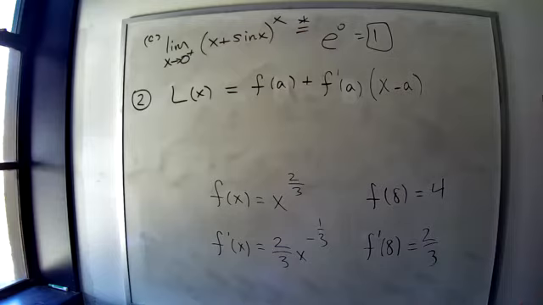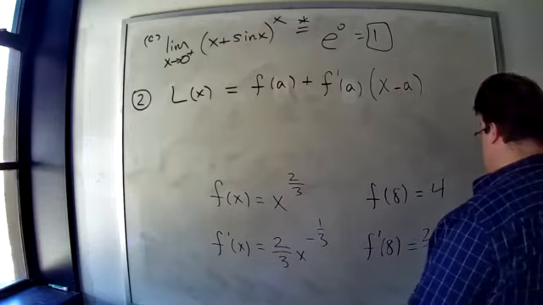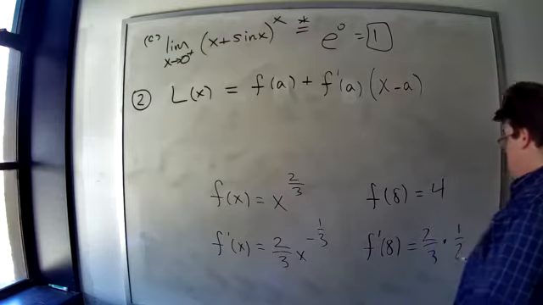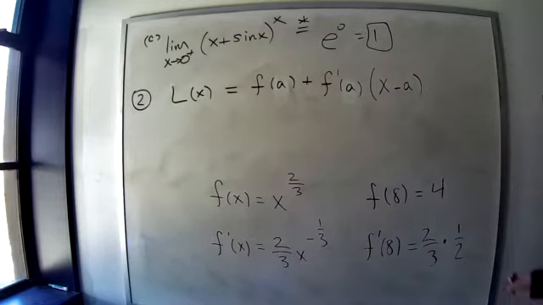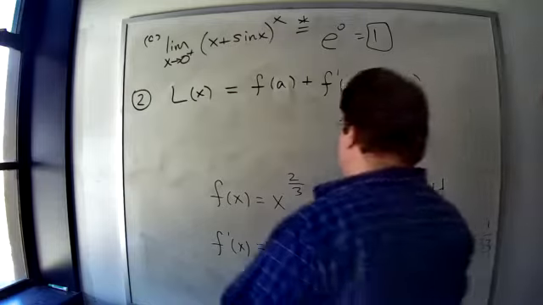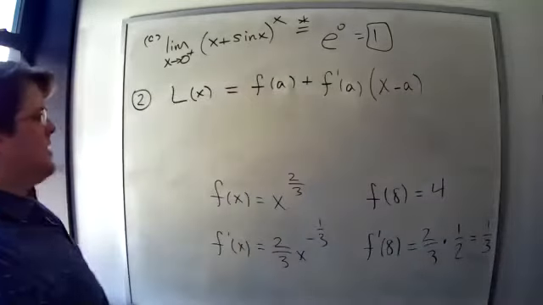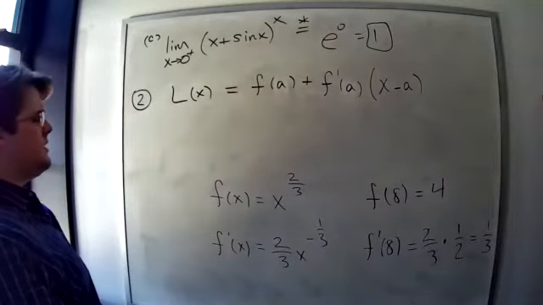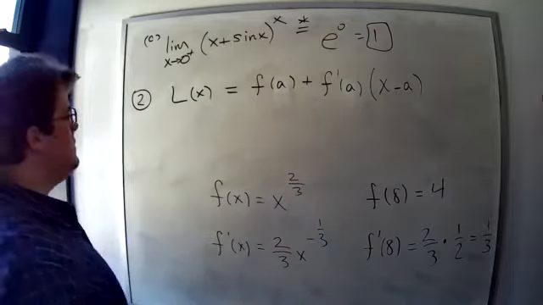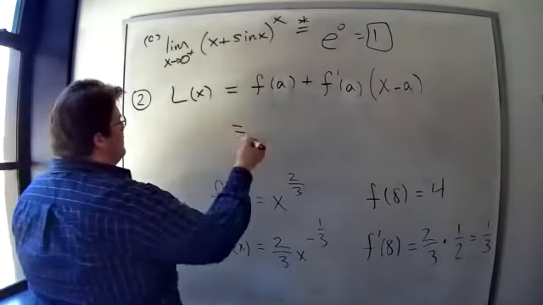Well, the cube root of 8 is 2. The negative just says take 1/2 instead of 2. And then the 2's cancel. So we get 1/3. So all of this was using the value we know. Now, how are we going to use the value we know? Well, we have this nice equation.